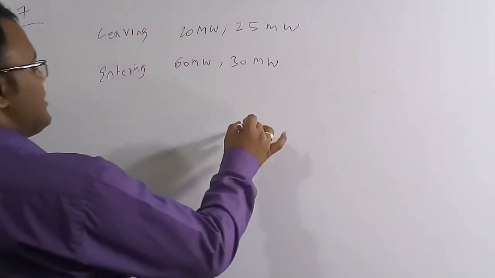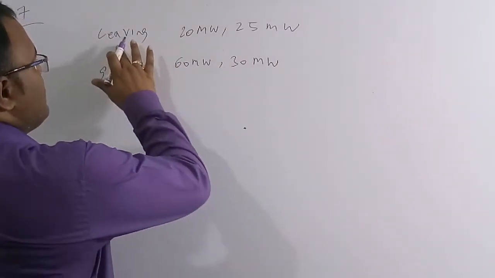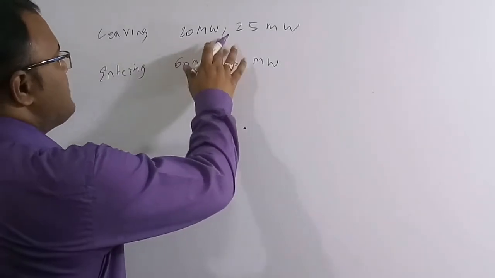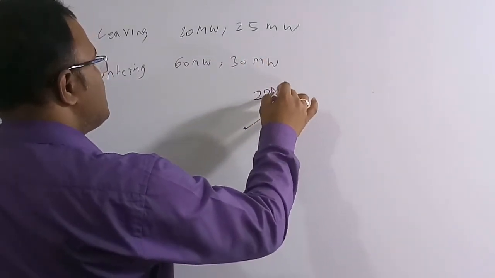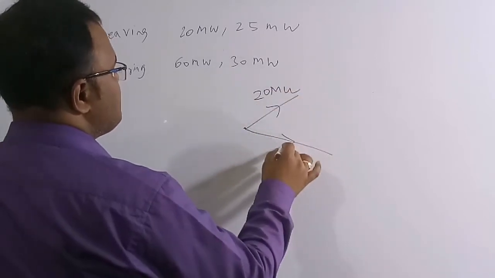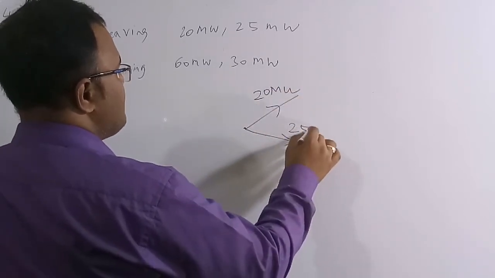So here this is a particular node. At this node, the powers leaving are 20 megawatt and 25 megawatt. In this branch the power leaving is 20 megawatt, and in another branch the power leaving this node is 25 megawatt.